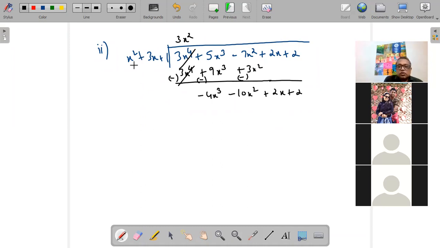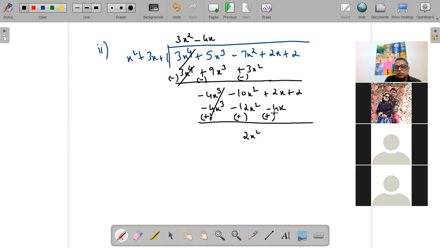So now it will go by minus 4x. Now this is x² and this is minus 4x³. So x² will go minus 4x times. So this becomes minus 4x³. 3x into minus 4x is minus 12x². 1 into minus 4x is minus 4x. I'm going to change the signs. This will get cancelled. 12 minus 10, I'm going to get 2x².